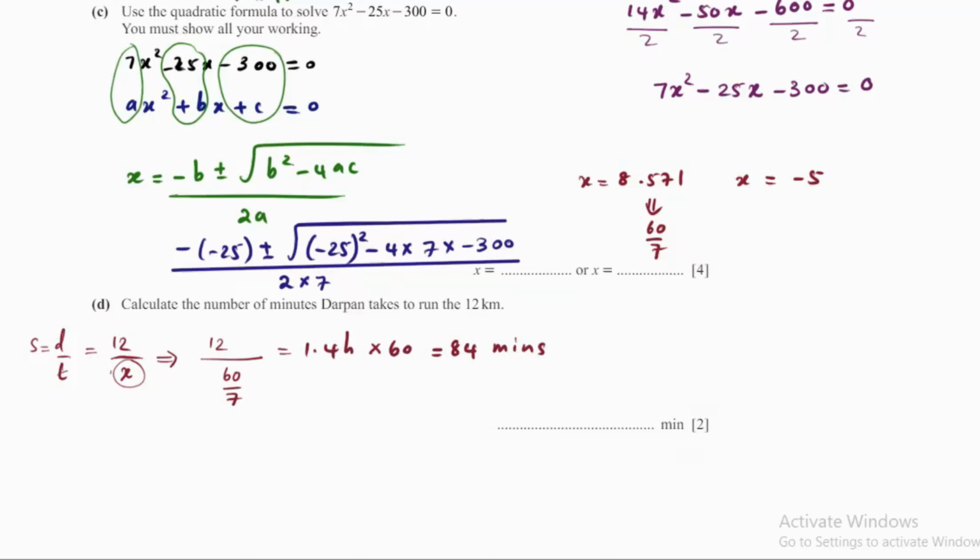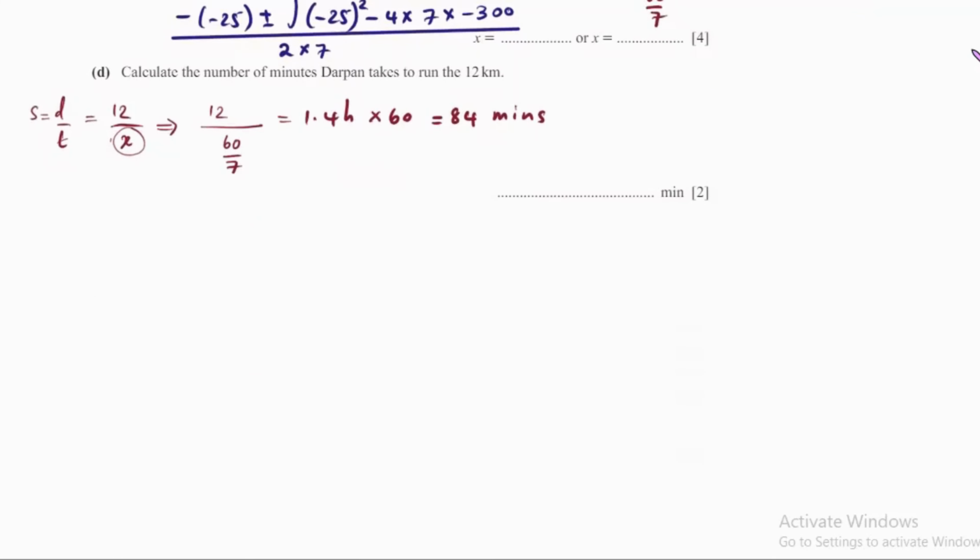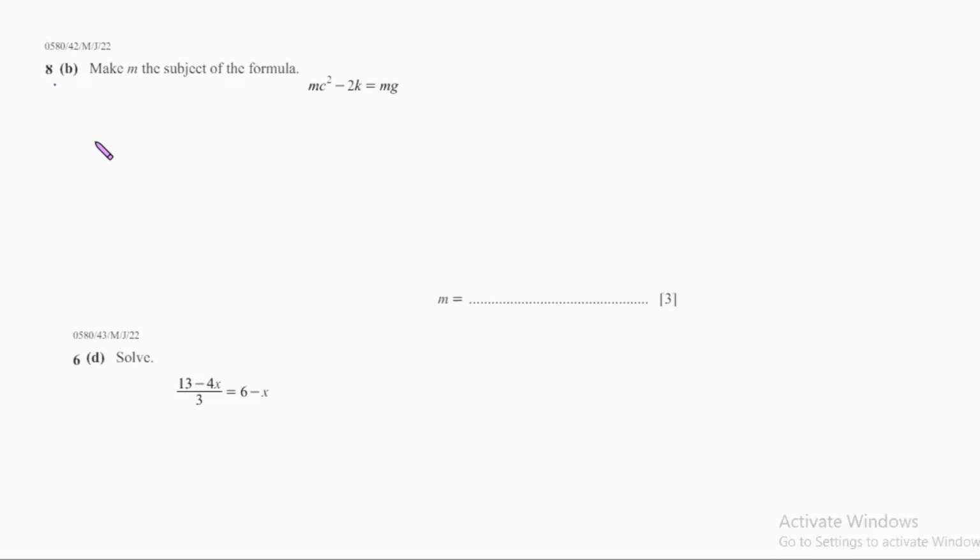Let's move on to the next part of the question. In this question, we are supposed to make M the subject. Now, we can get a question like this. So in this case, we can see that M is in 2 different places. So I need to make sure that I bring it to the same side first.